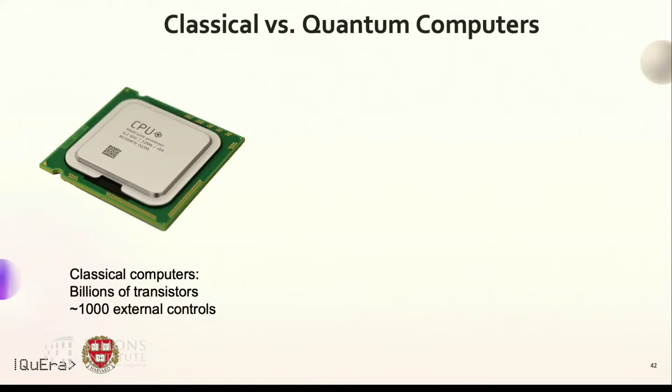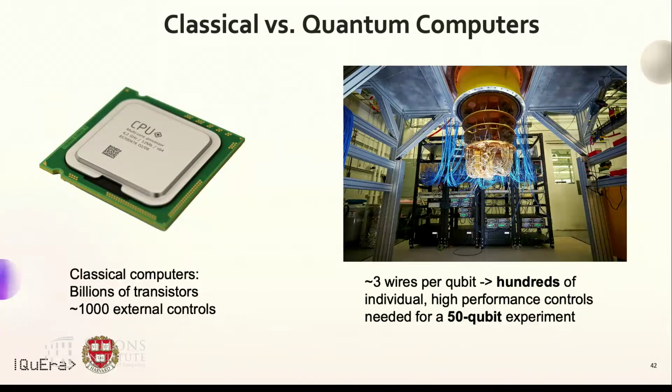And I think this is also mentioned in Dolev's talk: when you think about it, the amount of control that you have for these systems is just very different from a classical computer, right? For a classical computer, you have billions of transistors and maybe on the order of 1,000 or so external controls. Whereas for the current generation of quantum computers, you typically have, say, 3 wires per qubit, and this means that for a 50-qubit experiment, you're looking at hundreds of individual high-performance controls to control and manipulate the system.